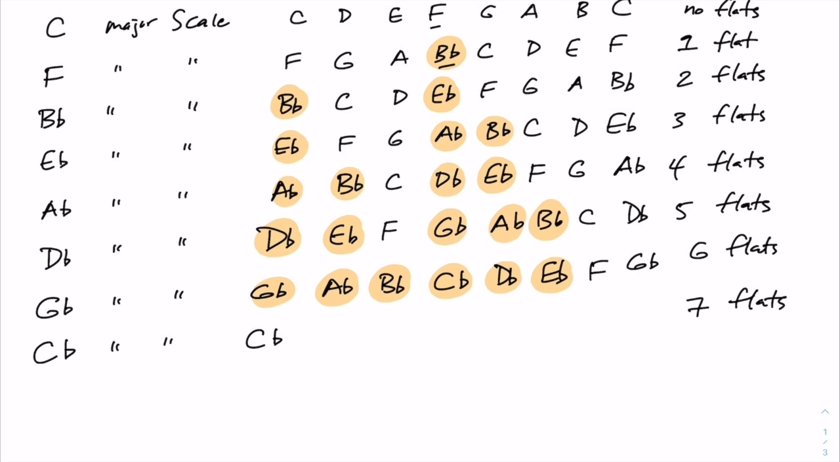C flat. This one, again, I could always remember the C sharp major scale. It had 7 sharps. C sharp, D sharp, E sharp, F sharp, G sharp, A sharp, B sharp, and C sharp. Well, I could always remember the C flat major scale too. C flat, D flat, E flat, F flat, G flat, A flat, B flat, and C flat. Those were easy for me to memorize when I took music theory classes. 7 flats.